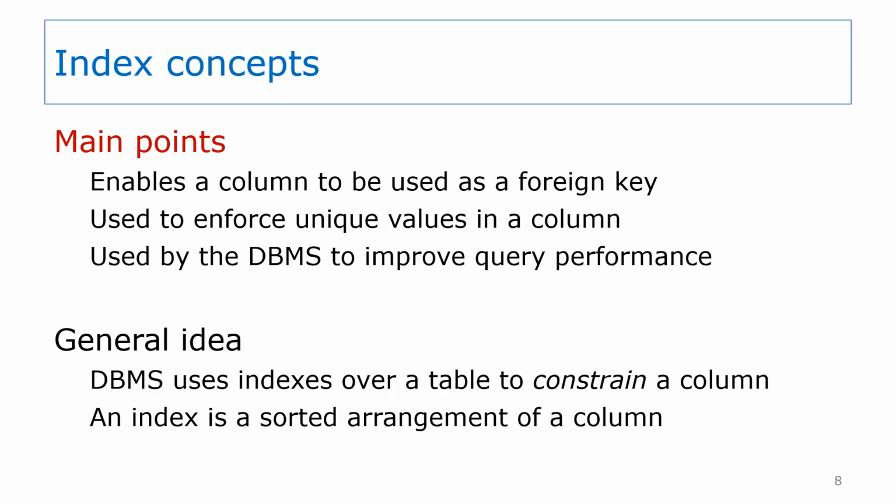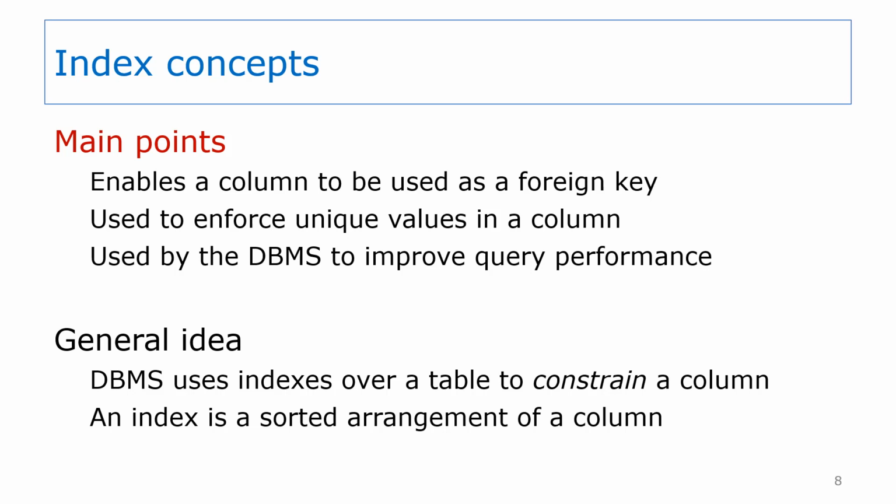Now let's take a look at indexes. An index is another type of database object. It is associated with a column or columns in a table. As I told you on the previous slide, a column that will be used as a foreign key must have an index built over it, so that is one use for indexes. An index can be used to constrain the values that can be assigned to a column. Constrain means to enforce a limitation.